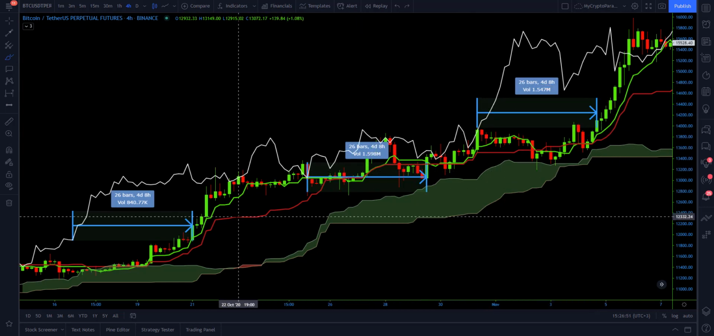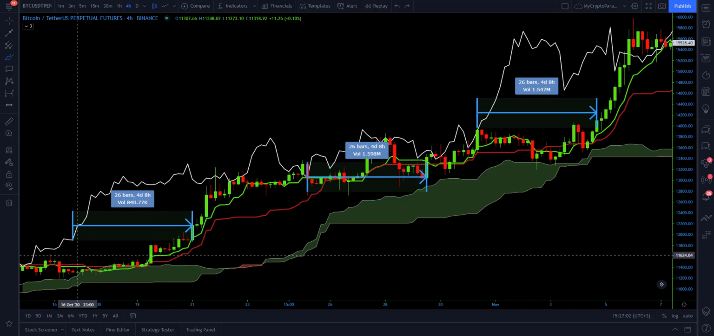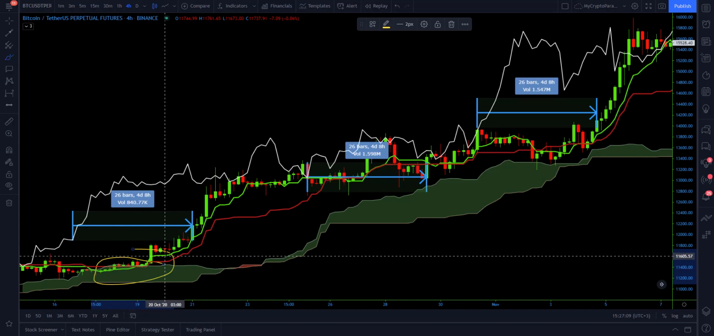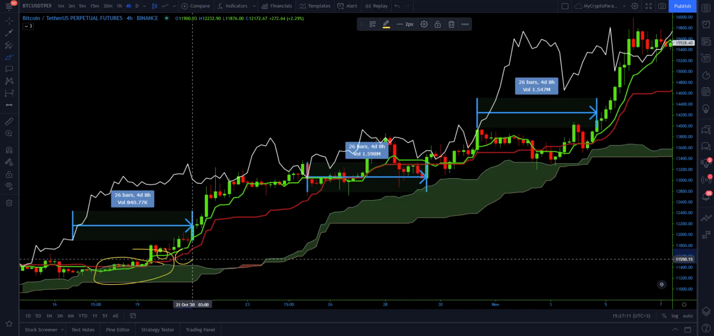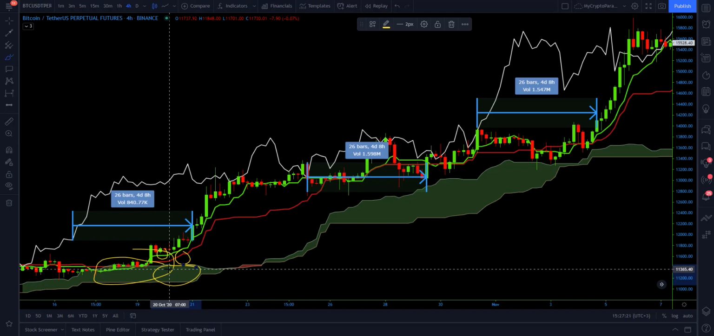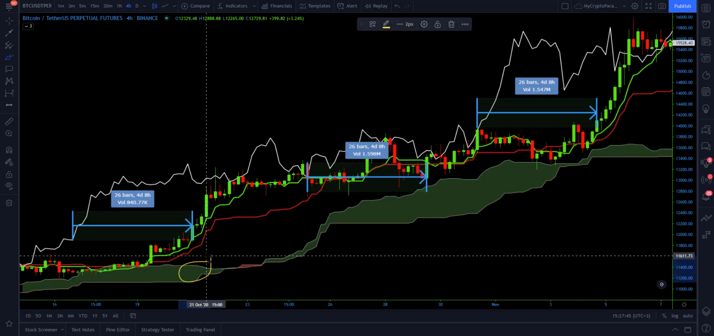So in combination, we need to watch all these lines to understand when the trend is emerging. And these examples show us very clearly that when the price is above the cloud, when the conversion line is above the baseline, and when the cloud is green, this is a bullish trend. The same would be applied to a bearish trend, but obviously the price must be below the cloud, the cloud must be red, and the conversion line must be below the baseline.